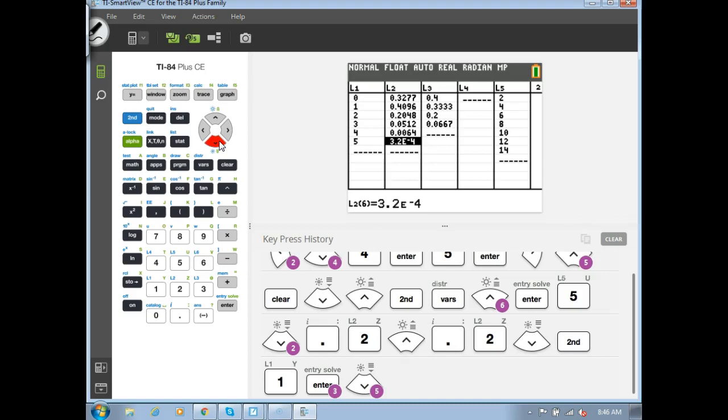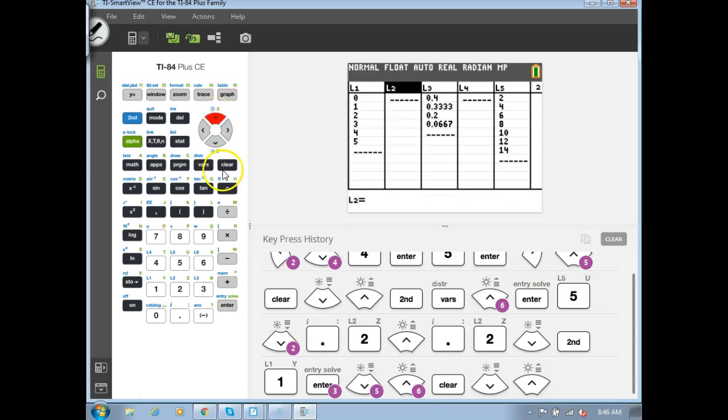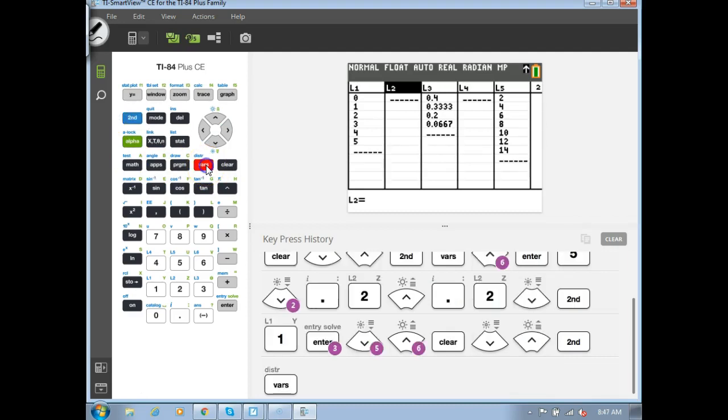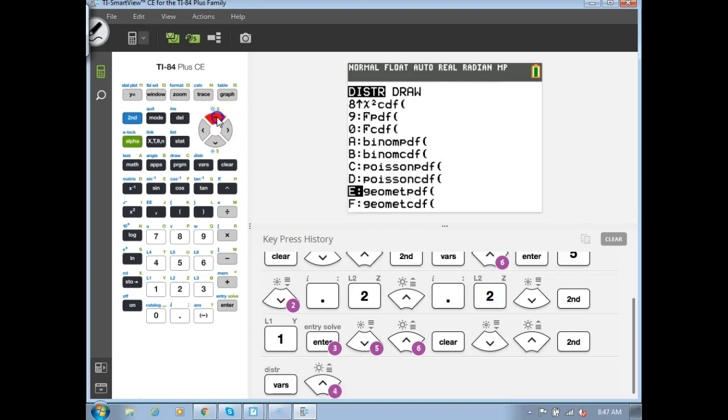Do you have different stuff? I can go back. Yes. So back up to the top. I got to clear mine out, otherwise it'll get all messy. Okay. So if you had something cleared out, go back up. All right, so while you're in the L2 menu, or the header, you go to distribution and make sure you pull up binomial PDF.